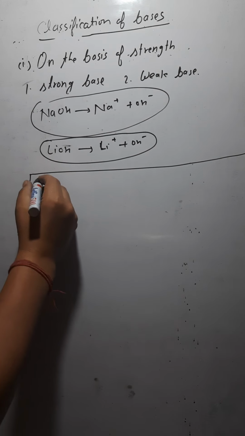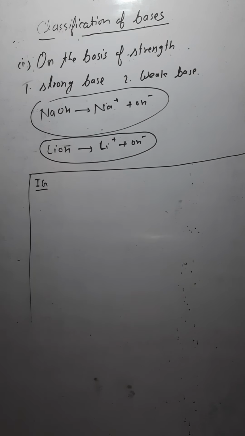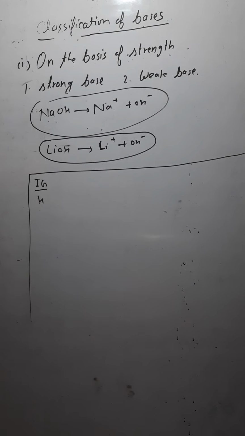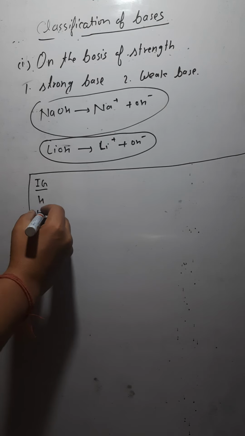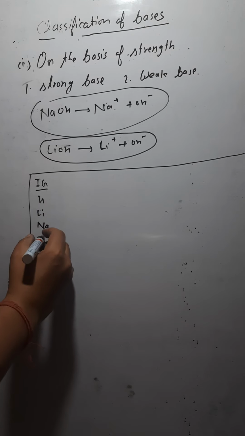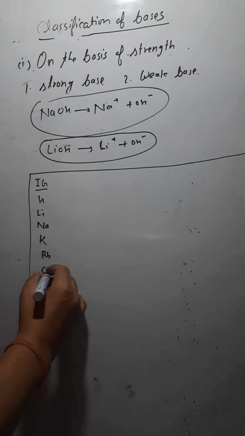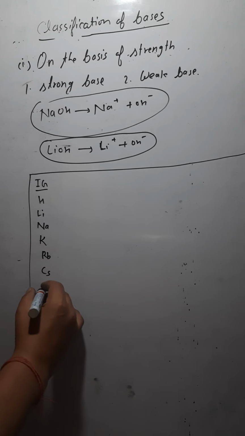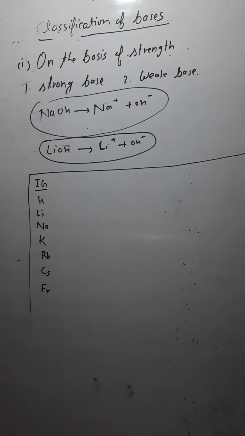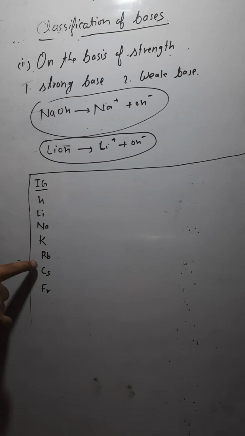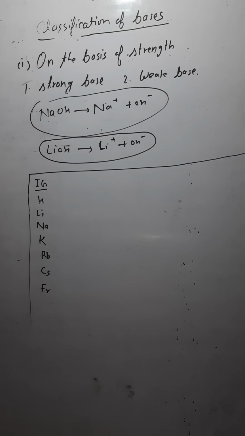Likewise, in the first group we have the elements like hydrogen, then we have lithium, then we have sodium, then we have potassium, then we have rubidium, then we have cesium, then we have francium. So these are the elements of the first group: hydrogen, lithium, sodium, potassium, rubidium, cesium and francium. Are you getting it or not? These are the elements of the first group.